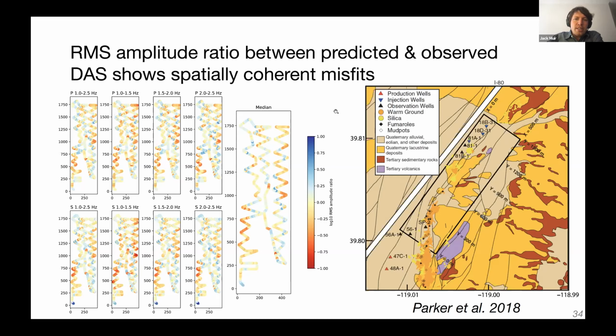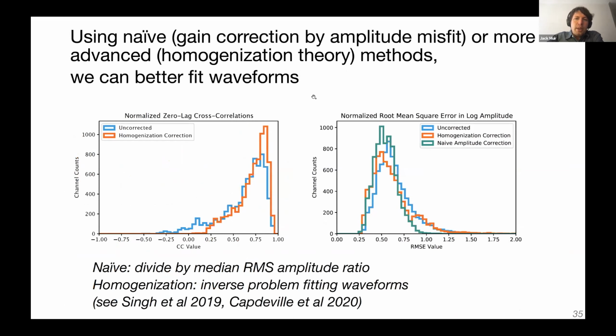So can we use this to then correct for the DAS to make it a better sensor? We can do this in two ways. We can do it in a naive way, which is essentially saying we're just going to gain correct by this RMS amplitude misfit. And that's what's given by the green curve here. So that's a naive amplitude correction. You can see it substantially improves the RMS error of the amplitude here, but it can't change the waveforms at all because we're just multiplying it by a single number.